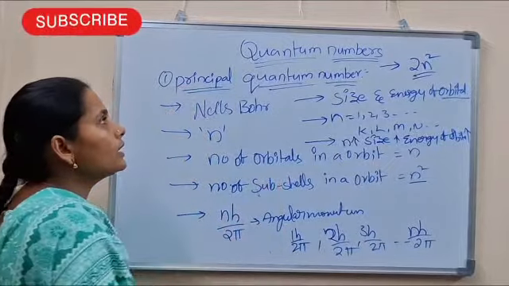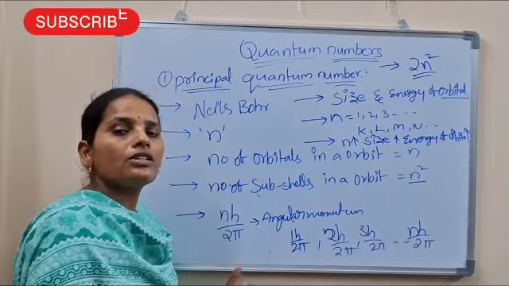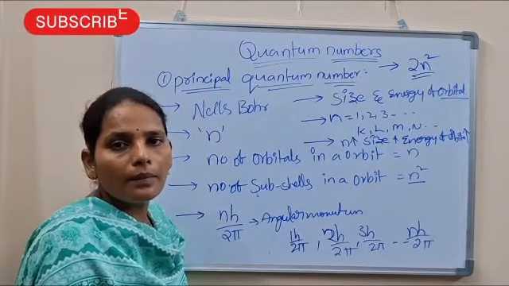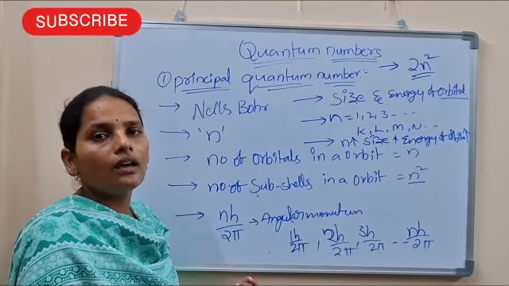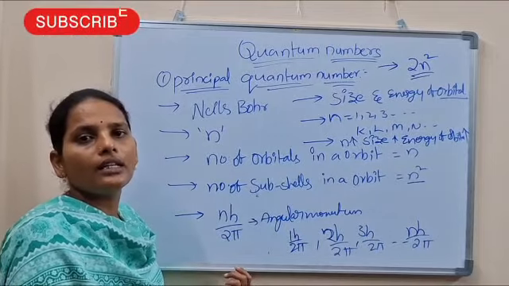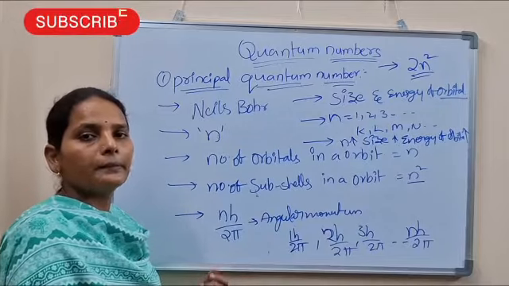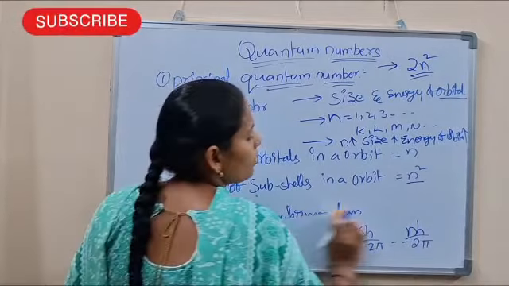After the principal quantum number, the next quantum number is the azimuthal quantum number. It was explained, depending on the principal quantum number, by the scientist Sommerfeld. Next, let's see the azimuthal quantum number.